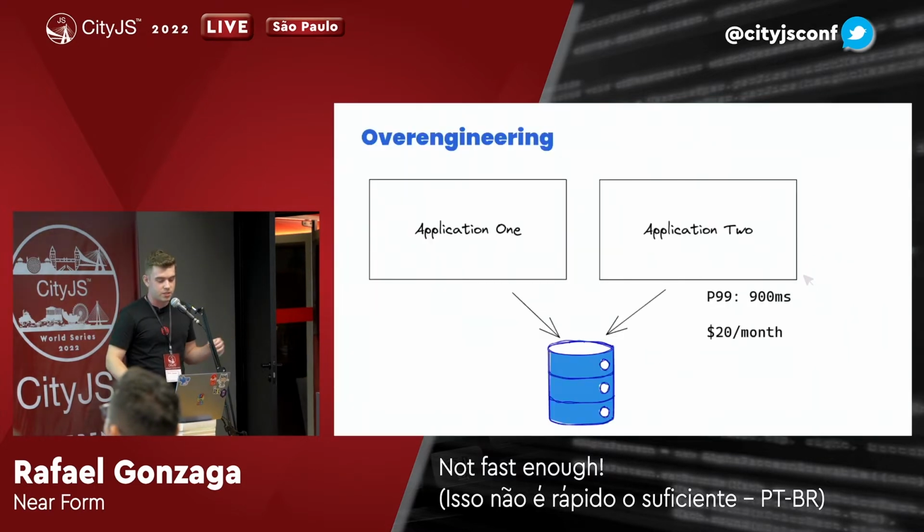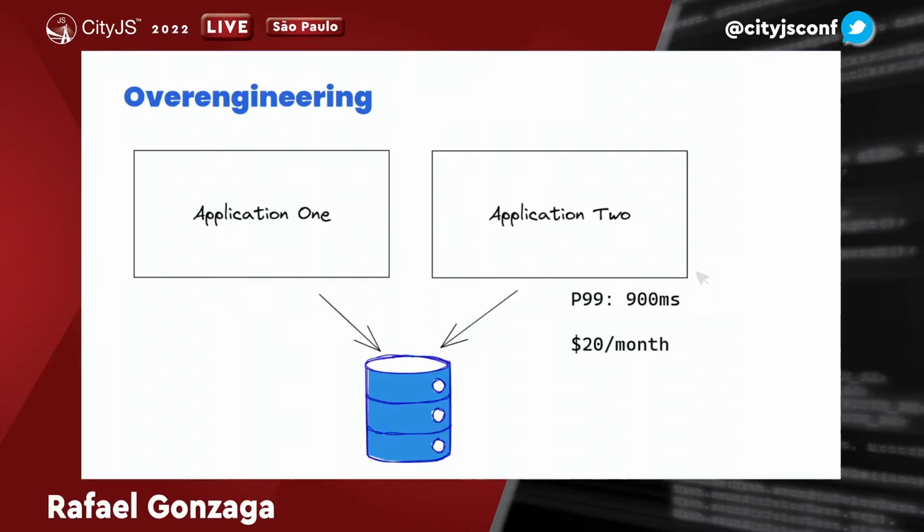The other one is over-engineering. So let's take a look at this example. You have application 1, you have application 2, and you are spending 20 pounds a month, and your P99 is 100 milliseconds, okay? So it is acceptable, you are spending less money, so this is kind of expected.